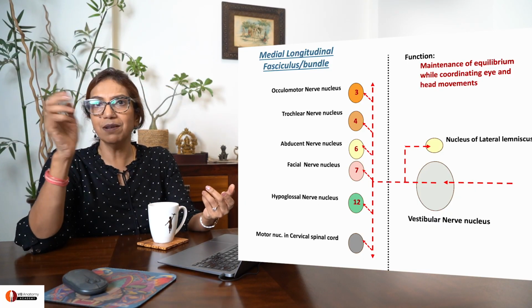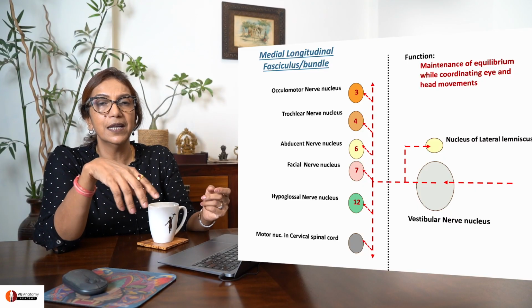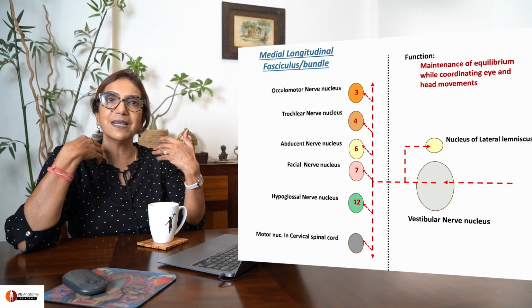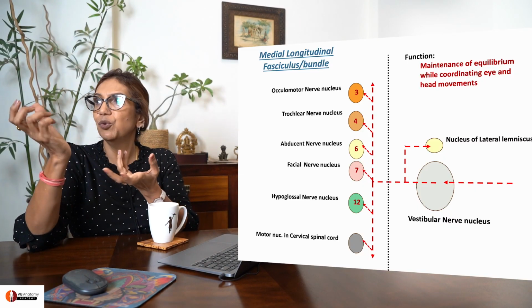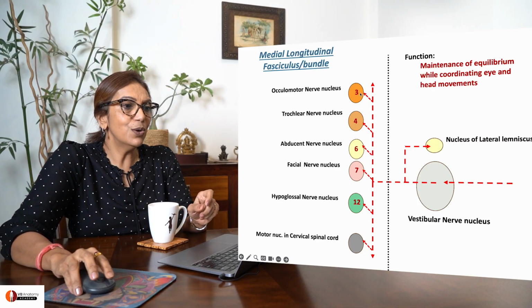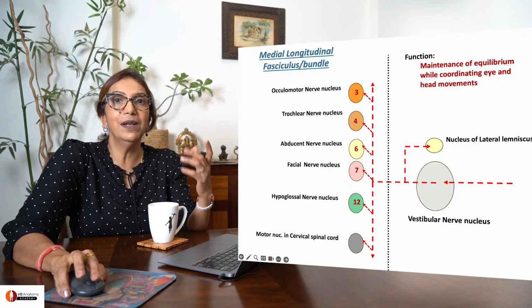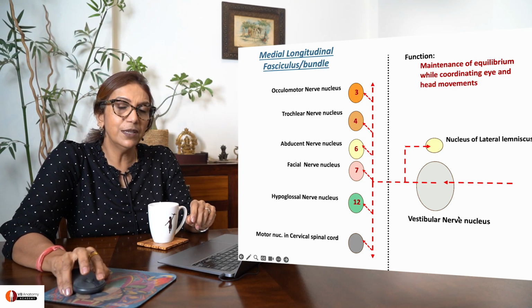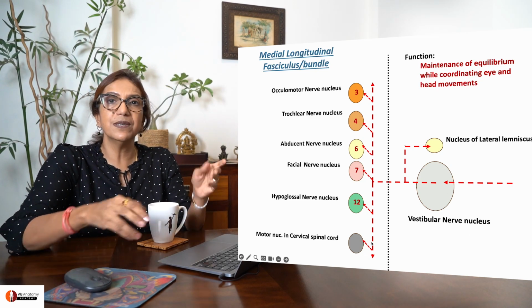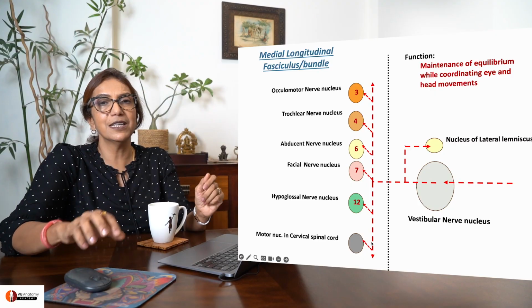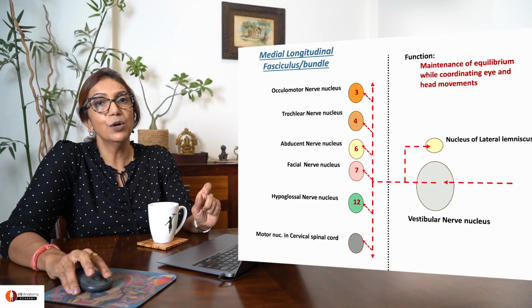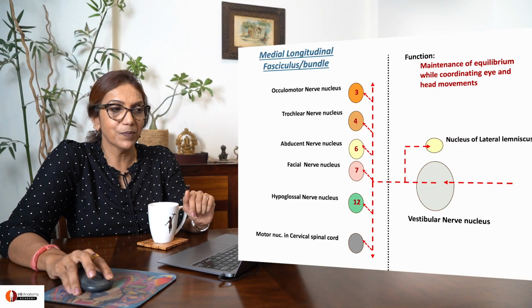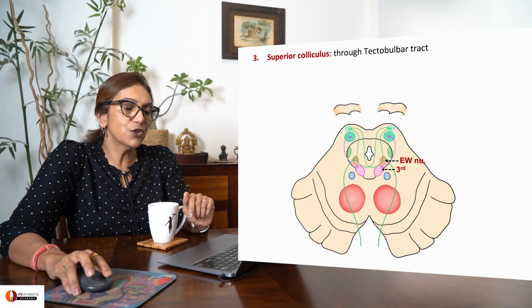When you're trying to look somewhere, your head does not flop here and there. There is a coordinated movement of muscles of the head and neck with the movement of the eyes, and you're maintaining the equilibrium of the part in motion. This is because of the vestibular nerve nucleus and its fibers in the form of the medial longitudinal fasciculus bringing about this coordinated equilibrium.